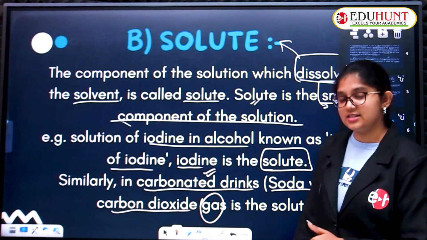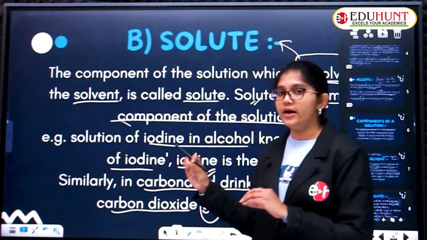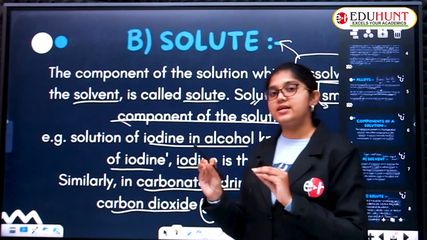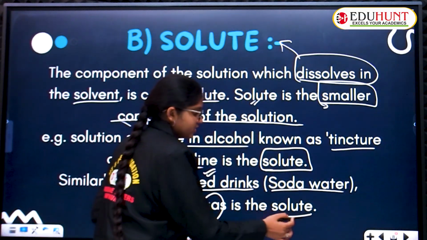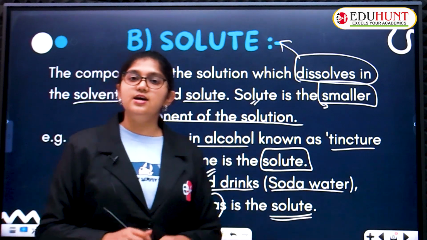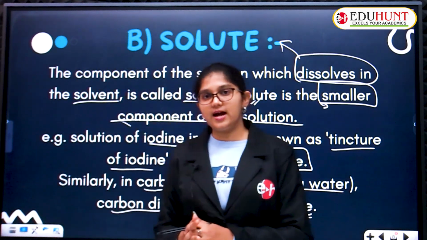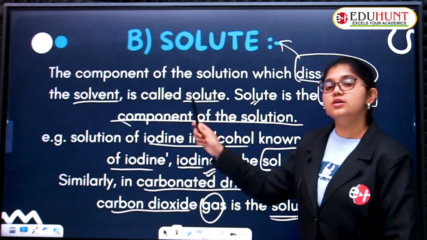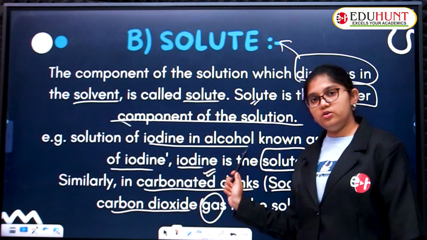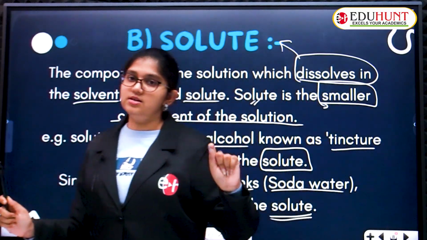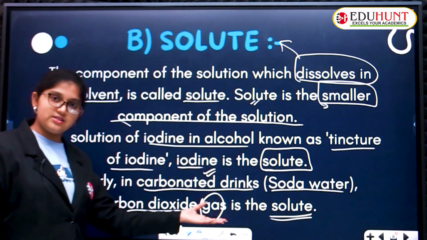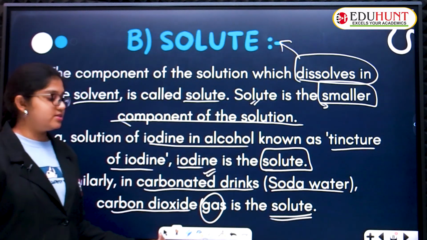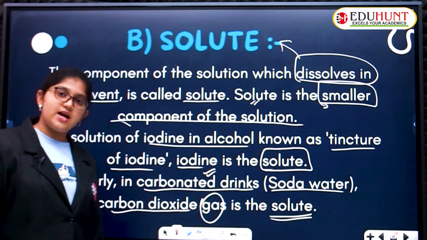In that case carbon dioxide is added to the water, so carbon dioxide gas acts as a solute. It is acting as a solute. Very good. So did you get that? In the examples of solution of iodine in alcohol and tincture of iodine, iodine is the solute and alcohol is the solvent. Whereas in carbonated drinks, carbon dioxide is the solute and the water is acting as a solvent.